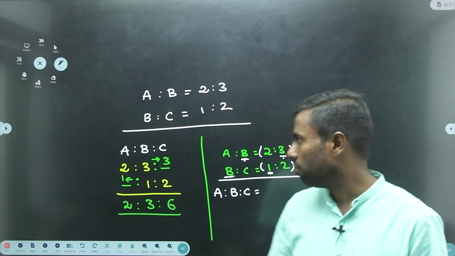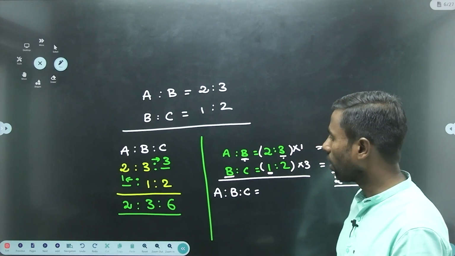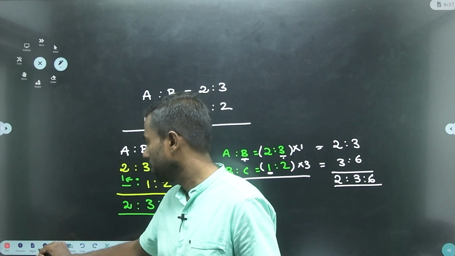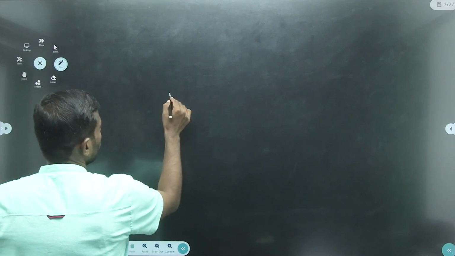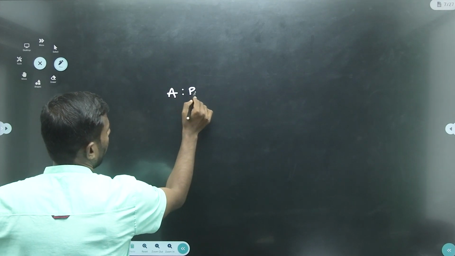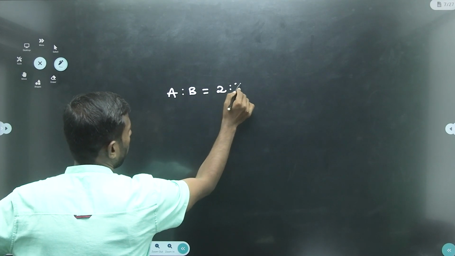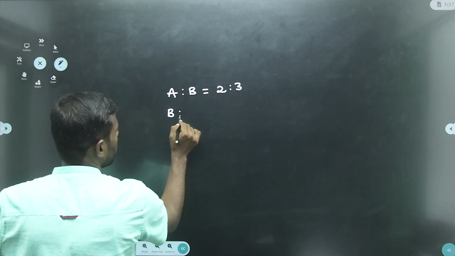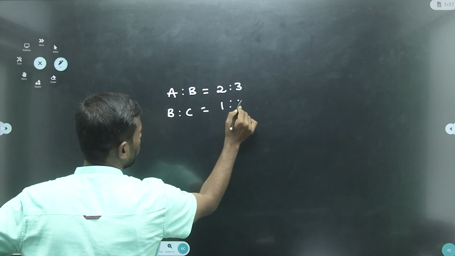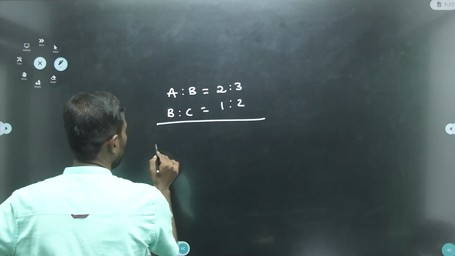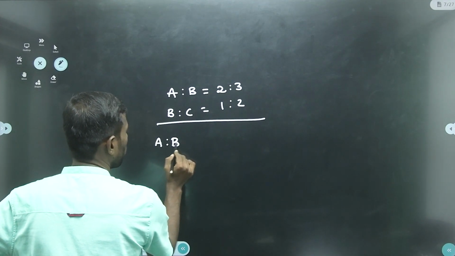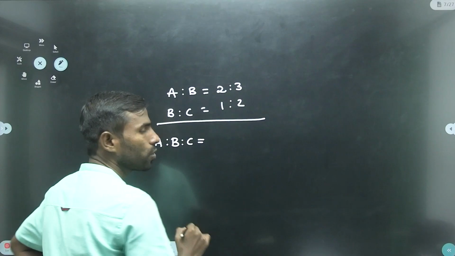Okay, another method, directly. A is to B is 2:3, and B is to C is 1:2. How do we find the ratio of A:B:C?